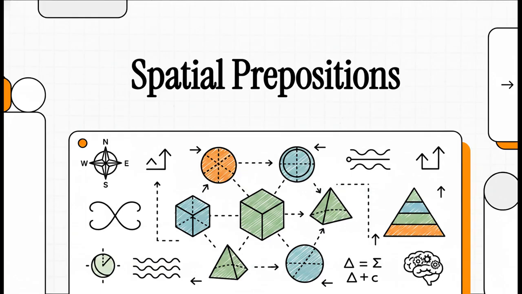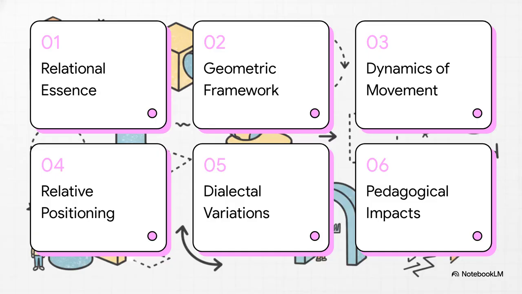We are going to unlock the hidden, almost mathematical elegance of the English language, and we're going to equip you with the conceptual tools you need to master spatial location at a true CEFR C2 level. It's going to be a fascinating ride. Here is the agenda for our lecture today. We'll start with the relational essence of spatiality, then move into the geometric framework, and follow up with the dynamics of movement. After that, we'll look at relative positioning, dialectal variations, and wrap everything up with the pedagogical implications.